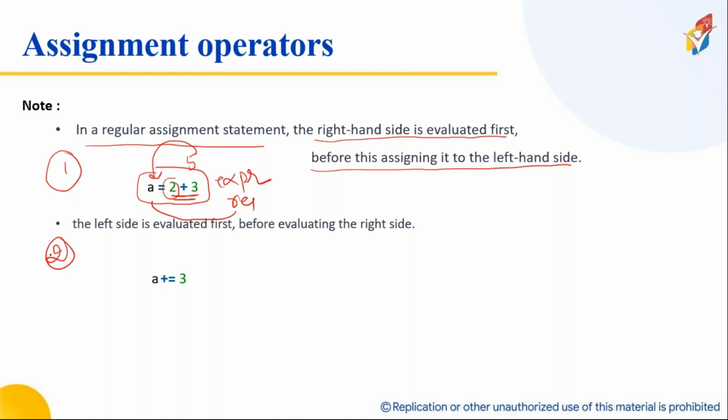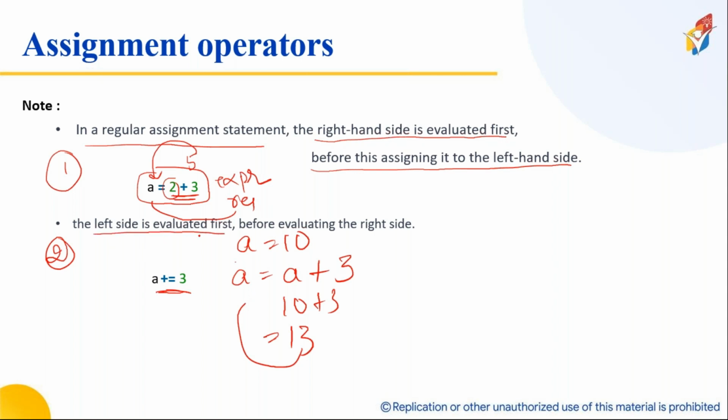What is note number two? Now, this can be written as A equal to A plus 3. For example, if I take A equal to 10, now what is the value here? 10 plus 3 is equal to 13, which will be stored here. Yes, very good. What will happen here? The left side will be evaluated first. The value of A will be taken before evaluating the right side. So, can you please tell me the answers?